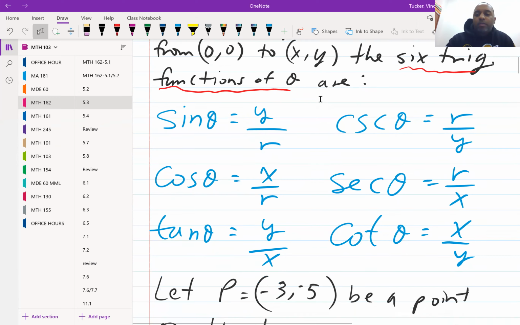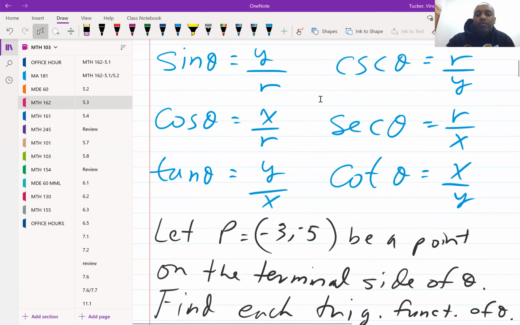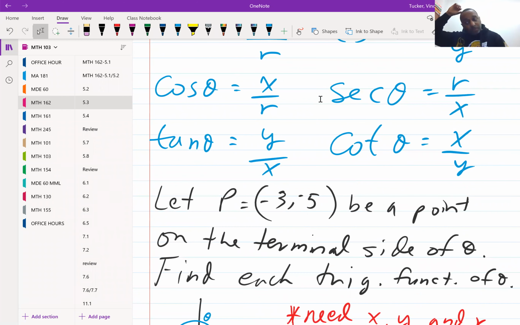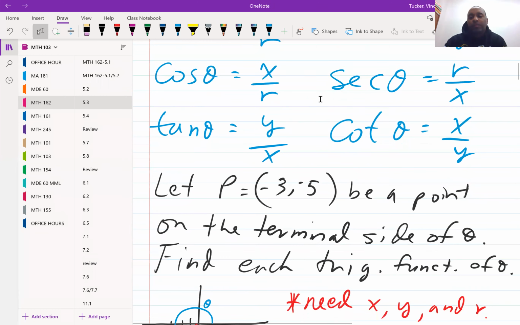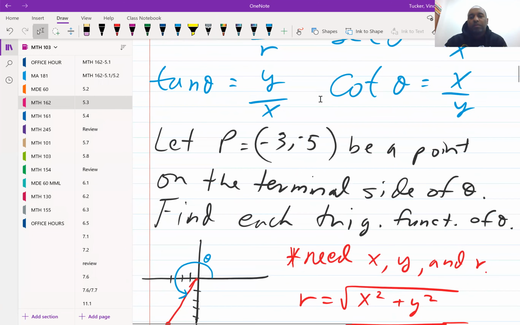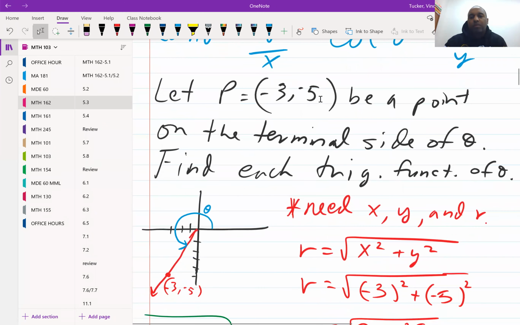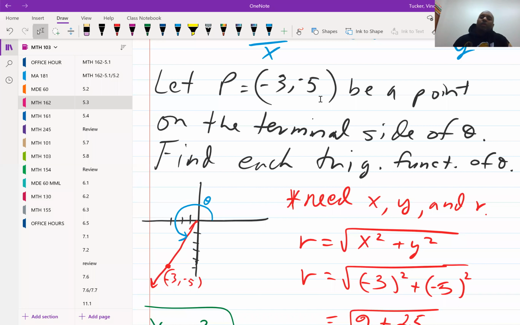All right, we'll try this out. So we'll let that point P be -3, -5 on the terminal side of theta, and they ask us to find each trig function. So we need x, y, and r in order to use the relationships that were just introduced here.